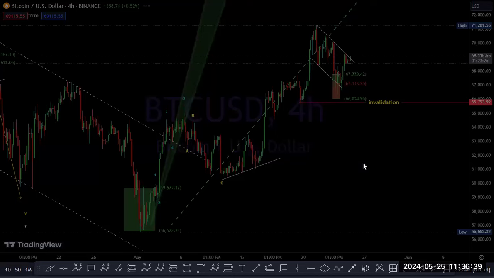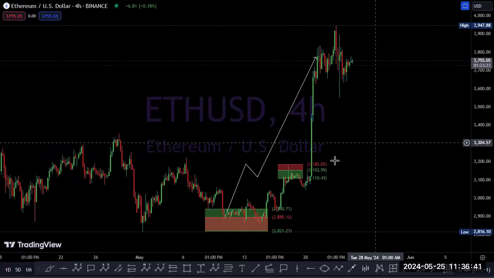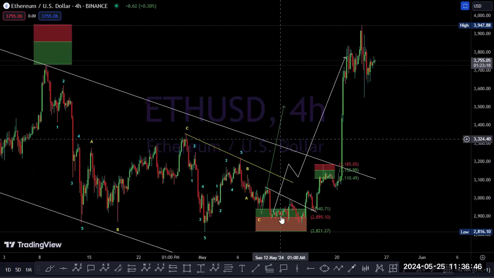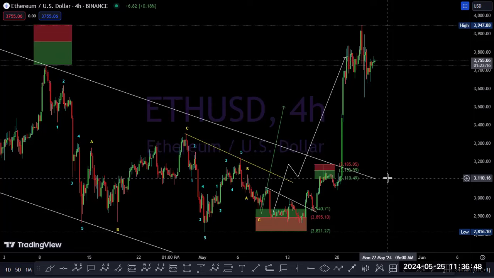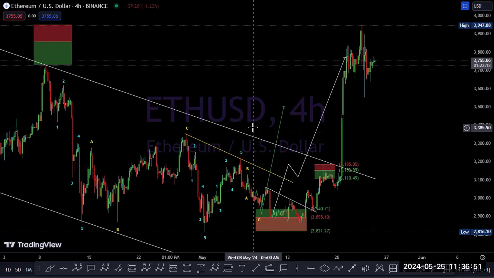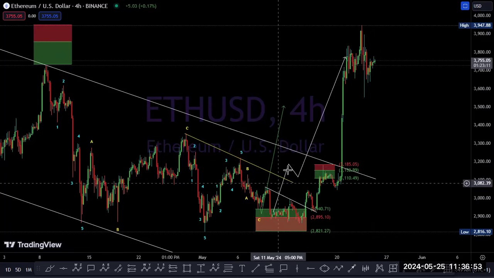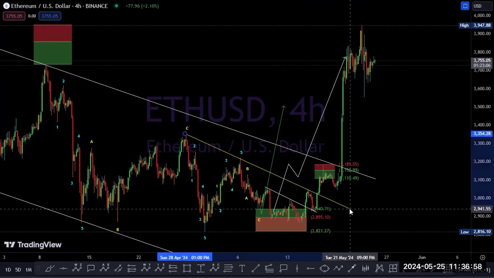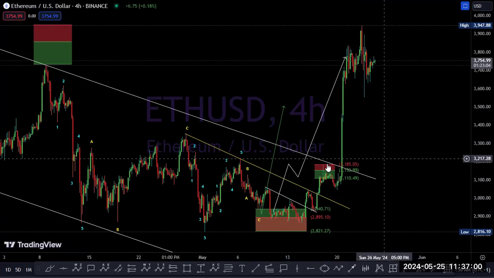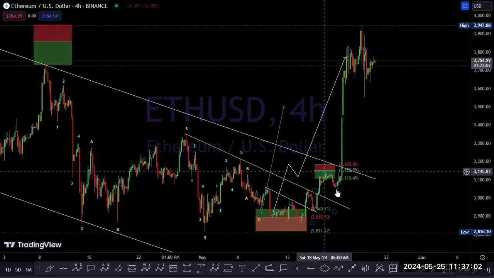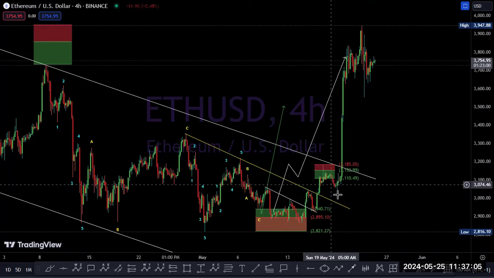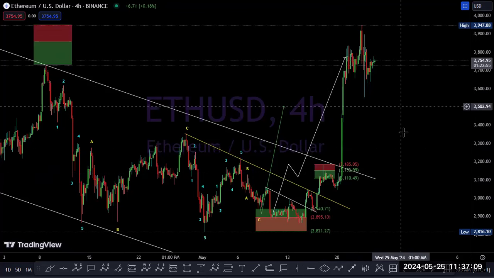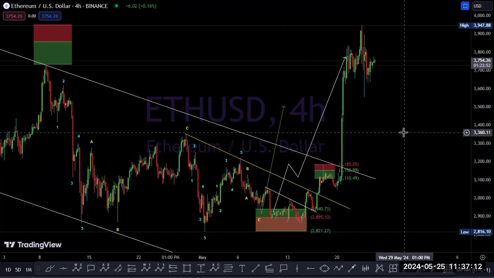Ethereum is a trade I missed. I made all the analysis, but I did not buy. I was waiting for Ethereum to do something like this, go to this channel, but I did not buy because I didn't see this on time. If I had seen this, I would buy Ethereum from here. But there's no problem.